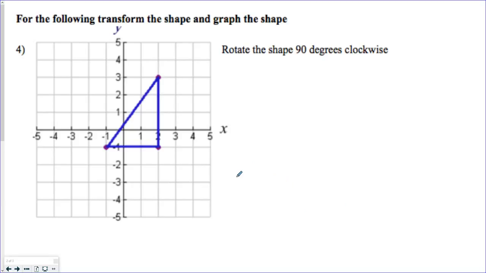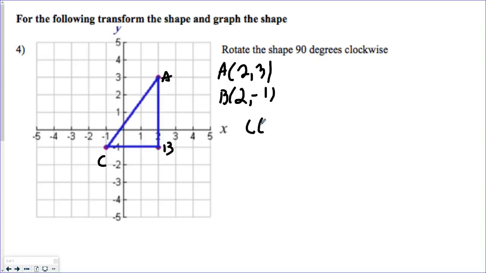So this is just doing the same thing but with a graph. So rotate 90 degrees clockwise. So let's label these points A, B, and C. Now let's get some coordinates down. So A is 2, 3. That's A. B is 2, -1. And then C is -1, -1.